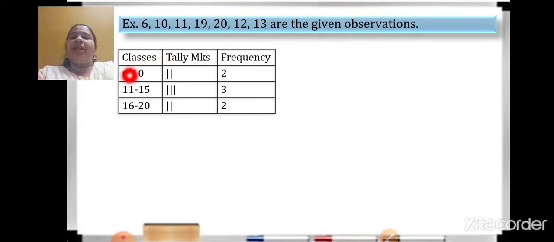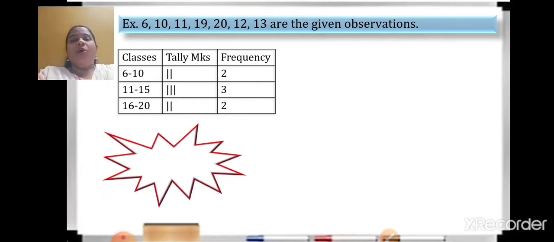Suppose I am taking the classes from 6 to 10, 11 to 15, 16 to 20. As you can see here, this is 10, but this is 11. Same way, this is 15, this is 16. The classes are non-continuous. Then how to make these classes continuous? That I am telling you. Then we will take a practice set sum.